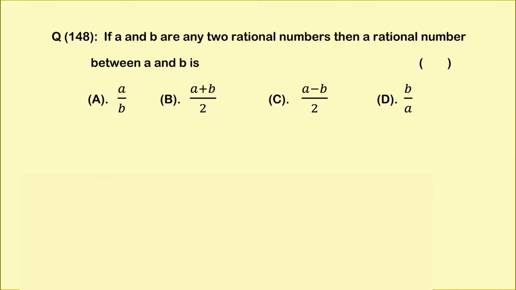Question number 148. If A and B are any two rational numbers, then a rational number between A and B is, as you know, we can find a rational number in between A and B by taking the average of A and B. So the right answer is A plus B by 2. The right answer is B.